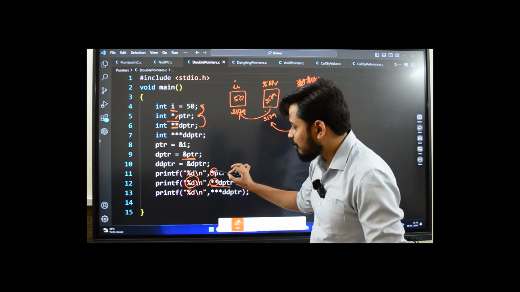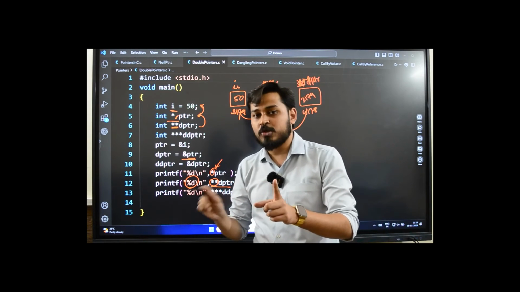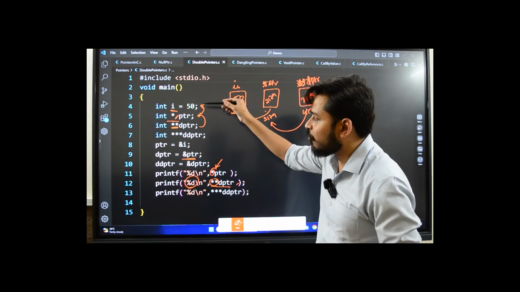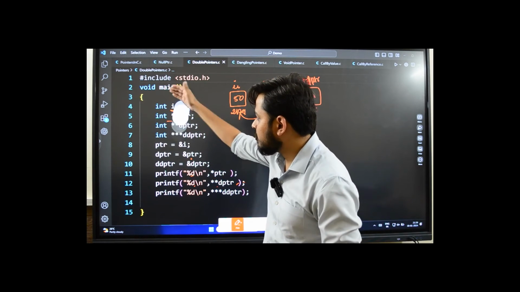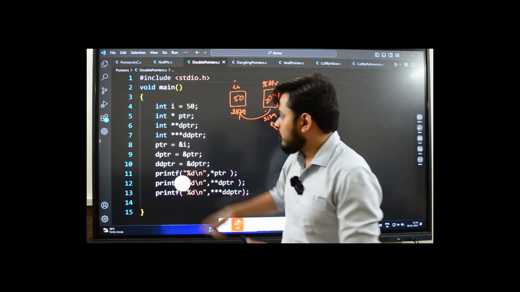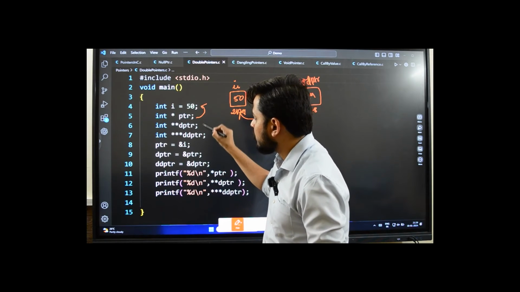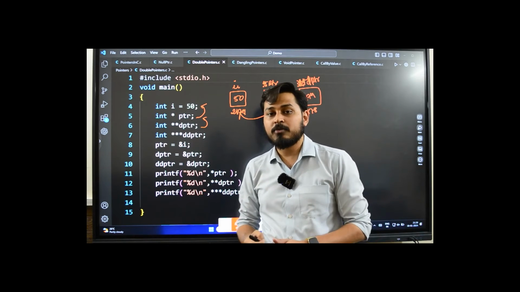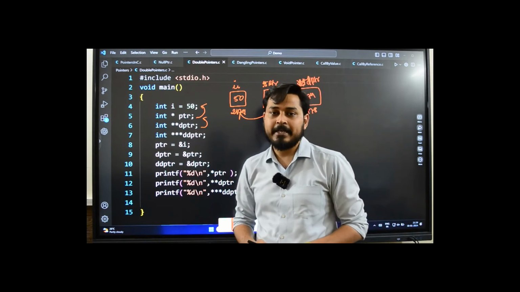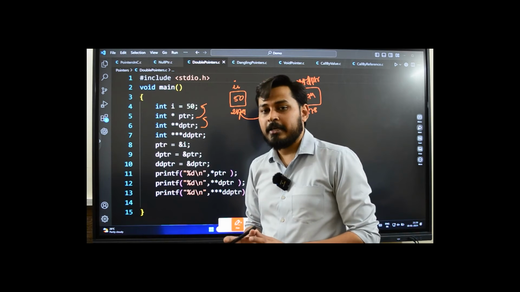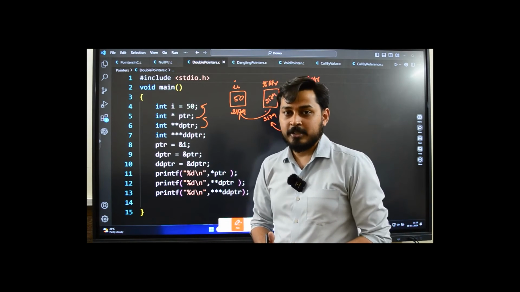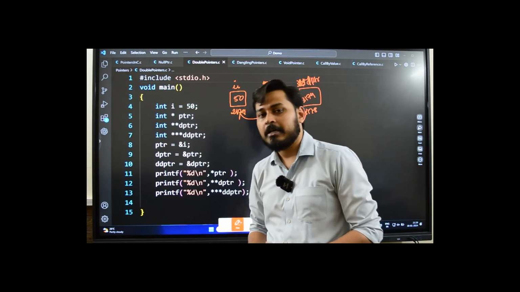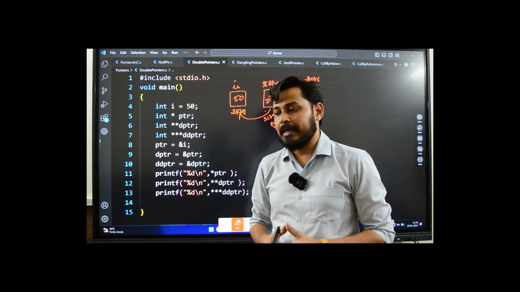So single star means I am dereferencing this pointer one time, which will give me the value 50. But if I dereference this pointer 2 times, it will again give me the value 50, because this pointer is holding the address of this pointer, which is holding the address of this. If I dereference this dptr once, it will only give me the address of single star ptr. And for that reason, we use double pointers. Basically, double pointers are a concept which is going to be used in data structures, and we will be using it a lot later on.